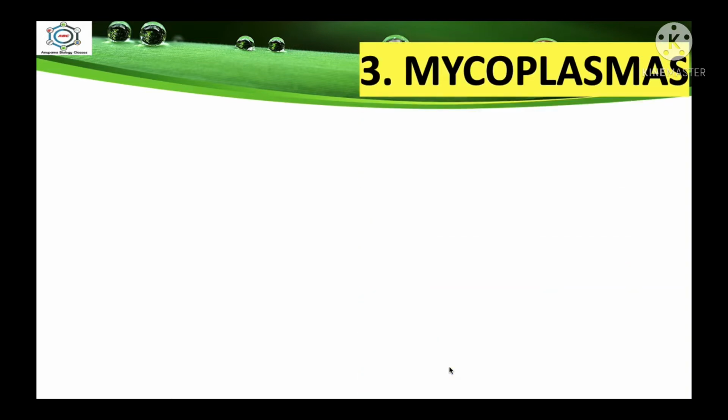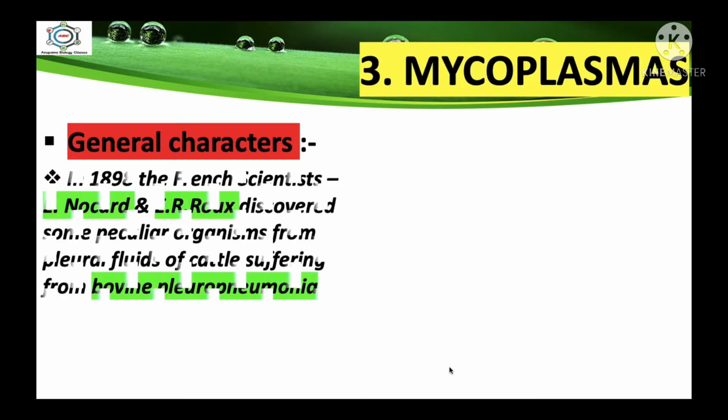Now the second one is Mycoplasma. It is also from the kingdom Monera. So what are the general characters of Mycoplasmas? In 1898, the French scientists E. Nocard and E. R. Roux discovered some peculiar organism from pleural fluids of cattle suffering from bovine pleuropneumonia. Similar organisms were later isolated from other animals and also from human beings. These are named pleuropneumonia-like organisms.